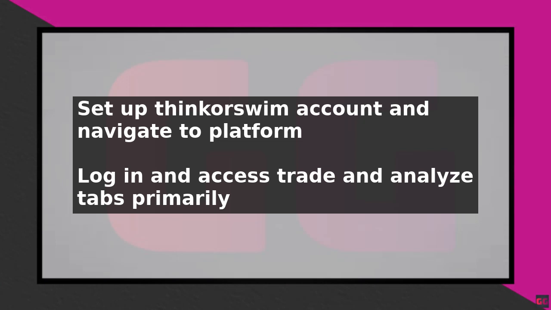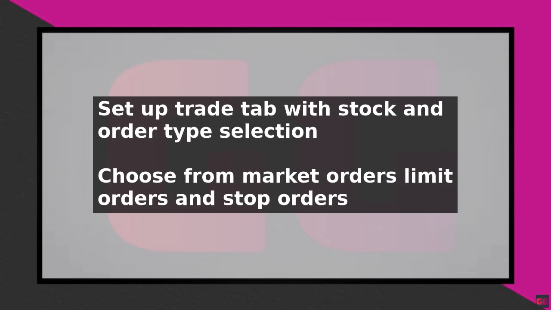and order type. Thinkorswim allows you to choose from a variety of order types, including market orders, limit orders, and stop orders. So select the one that best suits your swing trading strategy. Next, set up your Analyze tab by selecting the studies and indicators you want to use to analyze your trades. Thinkorswim has a vast array of technical indicators and studies, including moving averages, relative strength index, and Bollinger Bands. So choose the ones that align with your swing trading strategy.